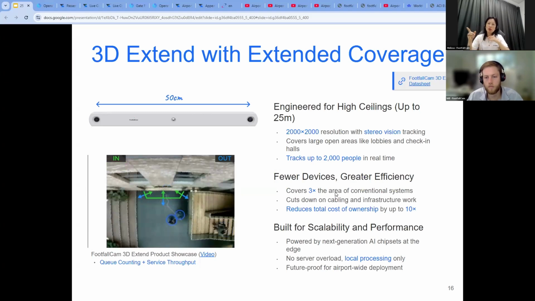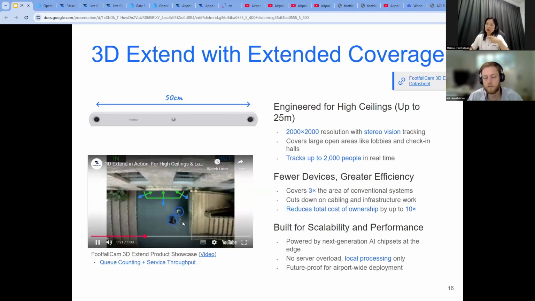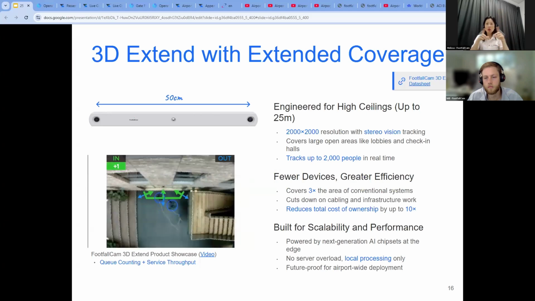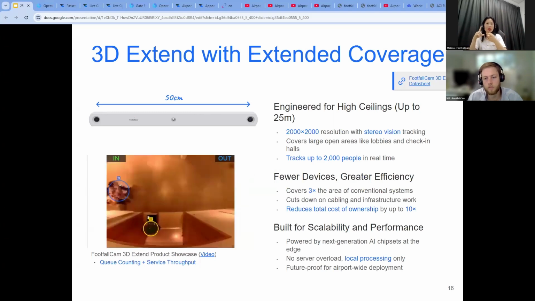In fact, thanks to its stereo vision architecture and the AI optimization, we are delivering precise people tracking. We actually see the tracking of those paths where people are going, even at extreme ceiling heights and across large open spaces. Again, the savings are significant. Fewer units are needed, reducing device costs, and less cabling and installation work also cuts infrastructure expenses. Higher processing power at edge allows everything to run in real time without overloading your airport network.